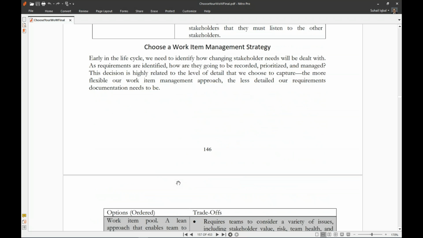Choosing a work item management strategy. Early in the life cycle, we need to identify how changing stakeholder needs will be dealt with as requirements are identified. How are they going to be recorded, prioritized, and managed? This decision is highly related to the level of detail that we choose to capture. The more flexible our work item management approach, the less detailed our requirements need to be.